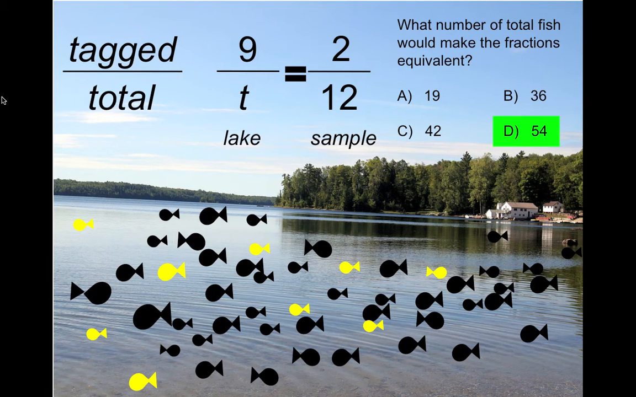T would have to be 54. A simple way to figure it out is to notice that we'd have to multiply 2 times 6 to make 12. So we'd also have to multiply 9 times 6 to make an equivalent fraction on the other side. And 9 times 6 is 54.